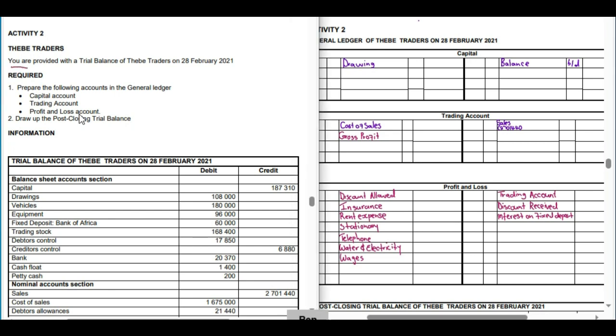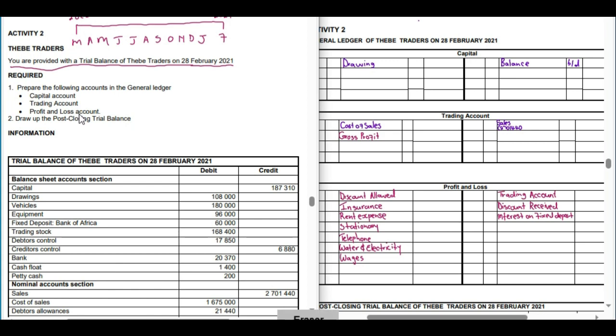So guys, in activity 2, it says you are provided with the trial balance of Debit Traders on the 28th February, meaning always we stick within our timeline. February ends in February 2021, meaning it started in March 2020, then March, April, May, June, July, August, September, October, November, December, as well as January. Then it's our 12 months period.